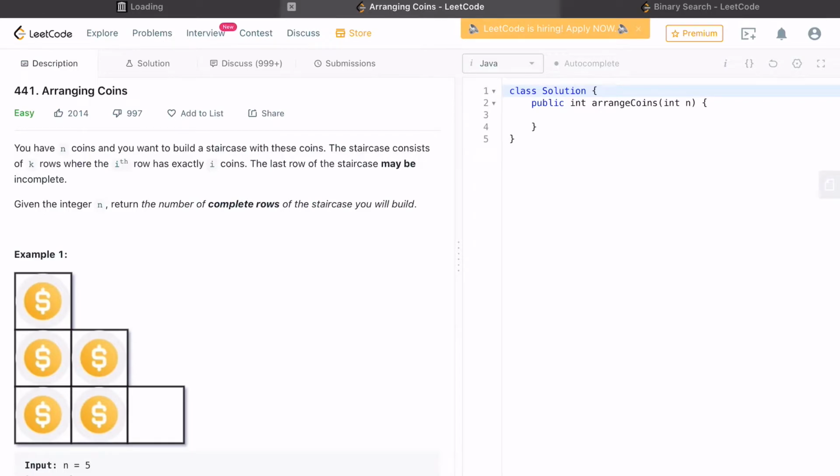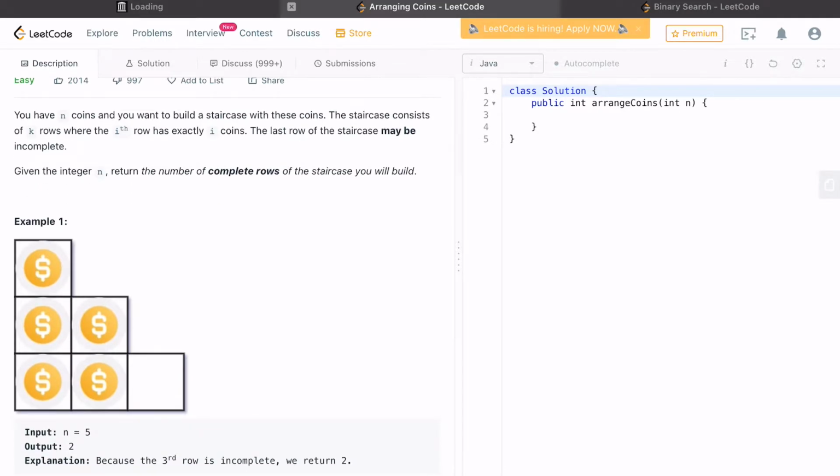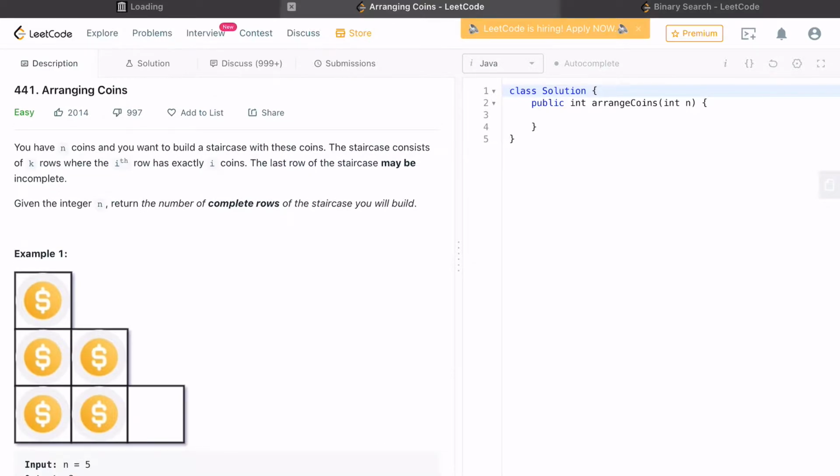Hi, today we are going to solve this problem. So in this problem we are given n number of coins and we have to fill these staircases with these coins. So we start with the smallest row and then we go on filling the staircase.